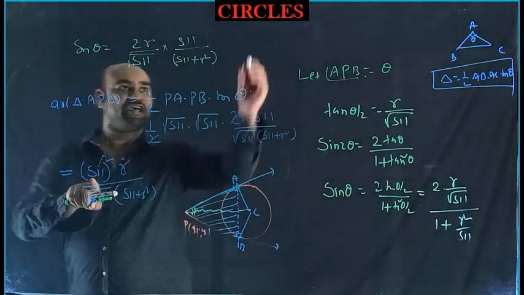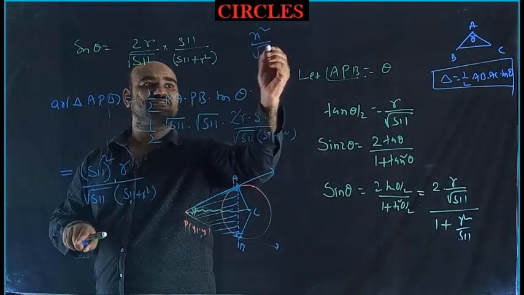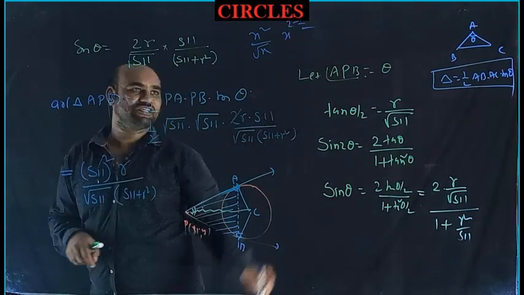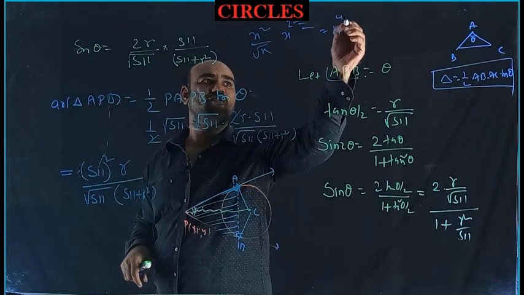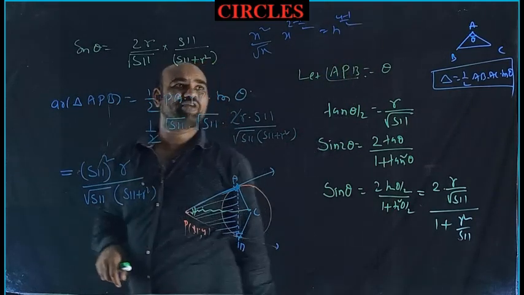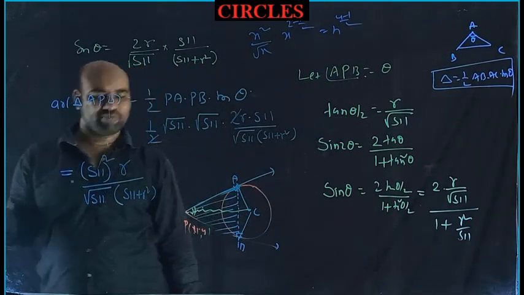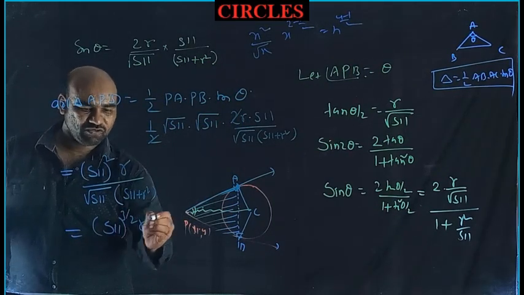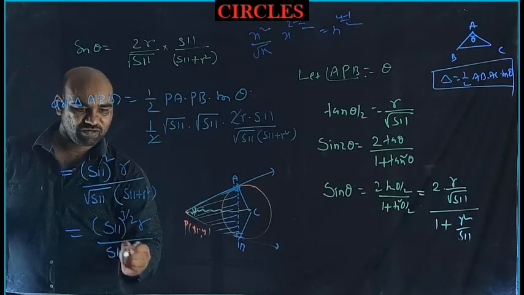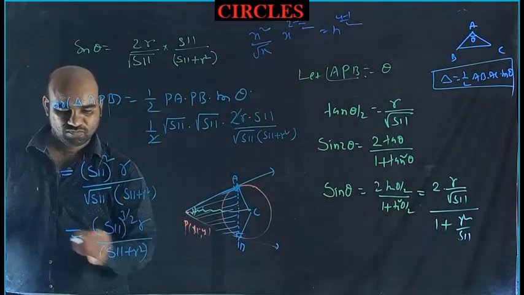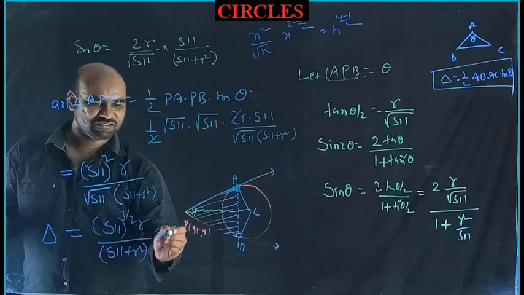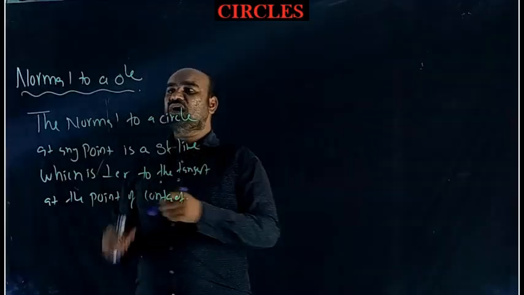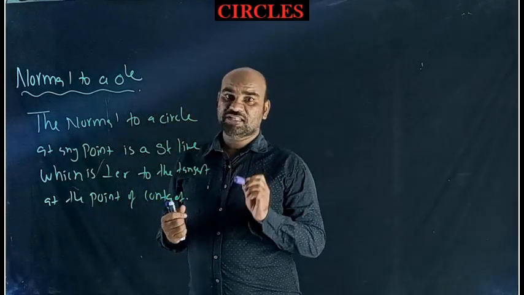Just like x square by root x, what is the meaning of that? X power 2 minus 1 by 2, that is x power 3 by 2. So I can say that S11 power 3 by 2 into R by S11 plus R square square units. This is the area of the resulting triangle. Normal to a circle. Tangent concept completed.